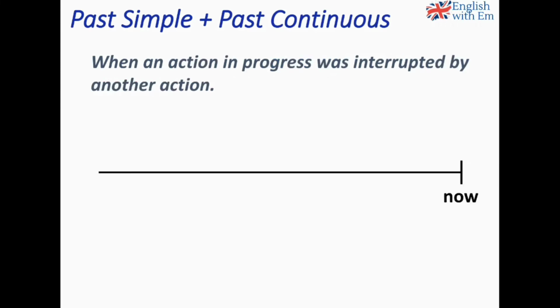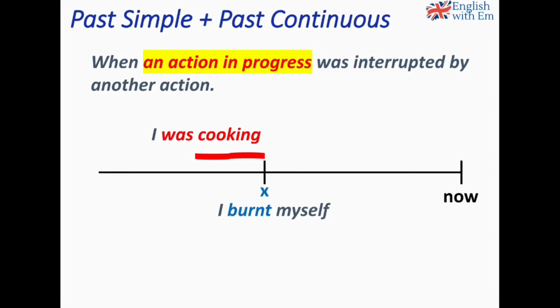Look at the timeline. We've got now, which is the present, and everything before that is the past. I was cooking. This is our action in progress in the past. Now imagine, I was cooking when suddenly another action happened. I burnt myself. So this is the action which interrupts the longer action of cooking. And we link the two together using when. I was cooking when I burnt myself.